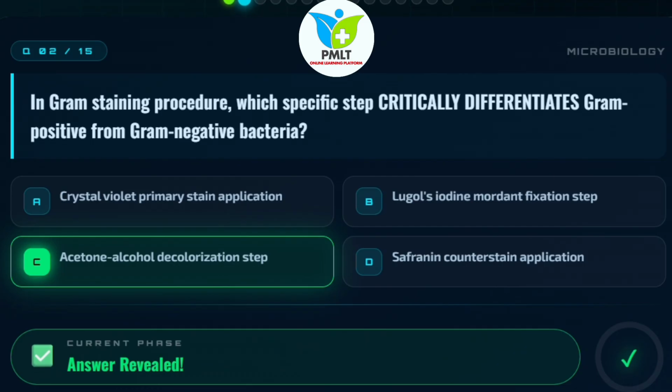Correct answer is C. Acetone alcohol decolorization step. The acetone alcohol decolorizer is the key differentiating step. Gram-positive bacteria retain crystal violet iodine complex due to thick peptidoglycan. Gram-negative bacteria lose the dye because their thin peptidoglycan cannot retain it under decolorization.